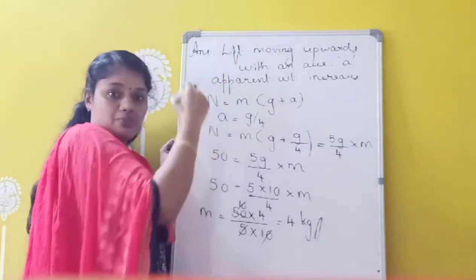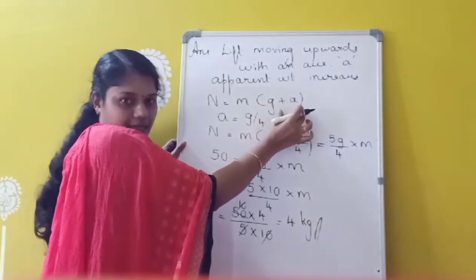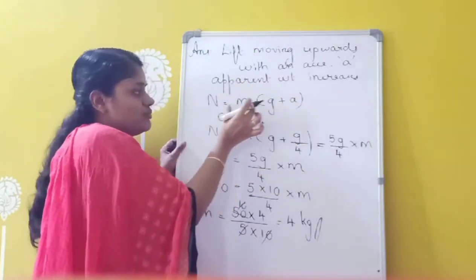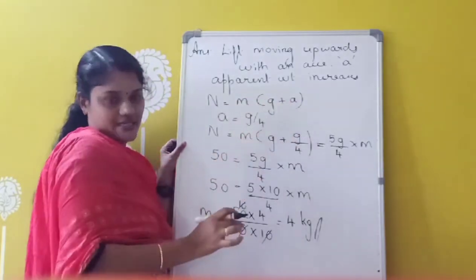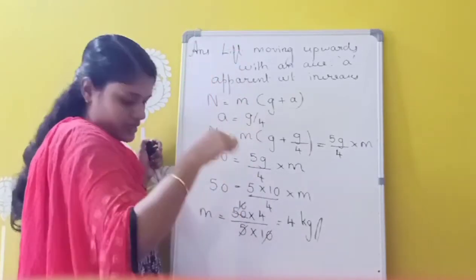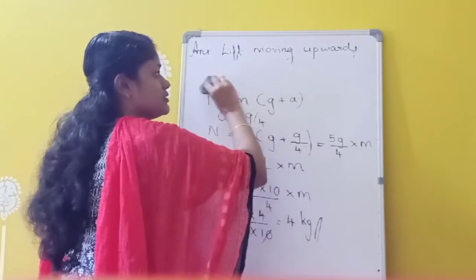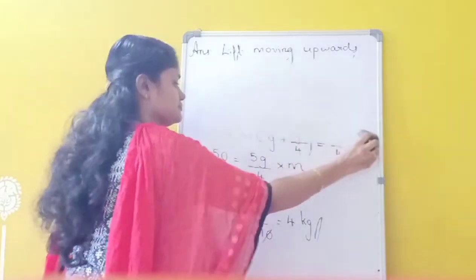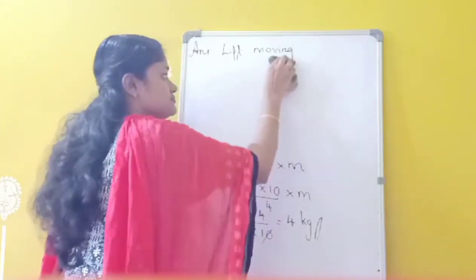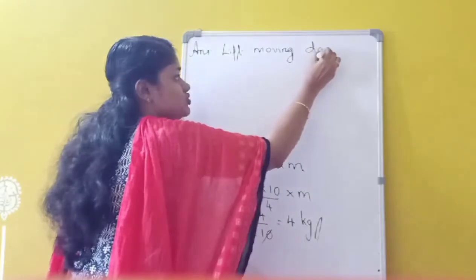So this is when the lift is moving upwards with an acceleration of g by 4. We have the formula N equals m into g plus a. But in the reverse case, when the lift is moving downwards, the formula is N equal to m into g minus a. So next we have to find out the value when this lift is moving downwards.